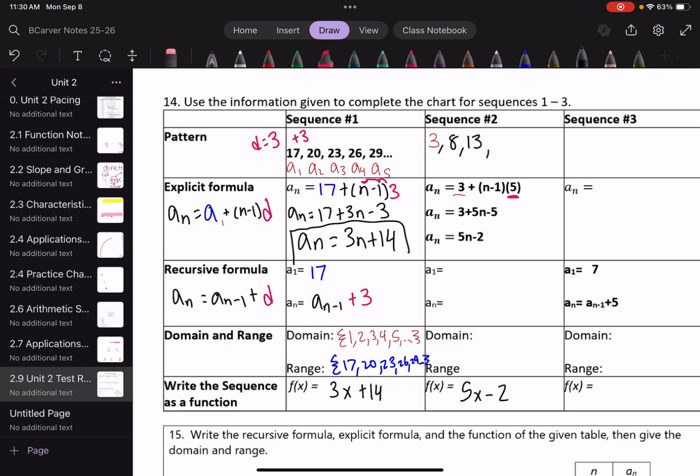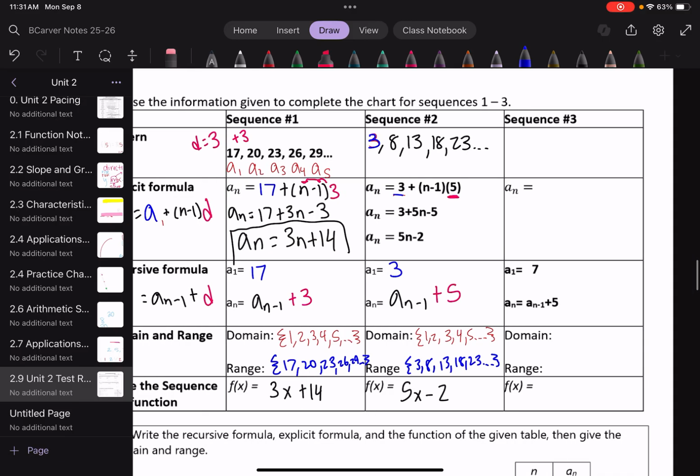8 plus 5 is 13. 13 plus 5 is 18. 18 plus 5 is 23. And the sequence could keep going. So again, that initial term here is 3. And if I write the recursive rule, I've got a sub n minus 1 plus 5. So my domain is 1, 2, 3, 4, 5. And my range is the sequence 3, 8, 13, 18, 23.